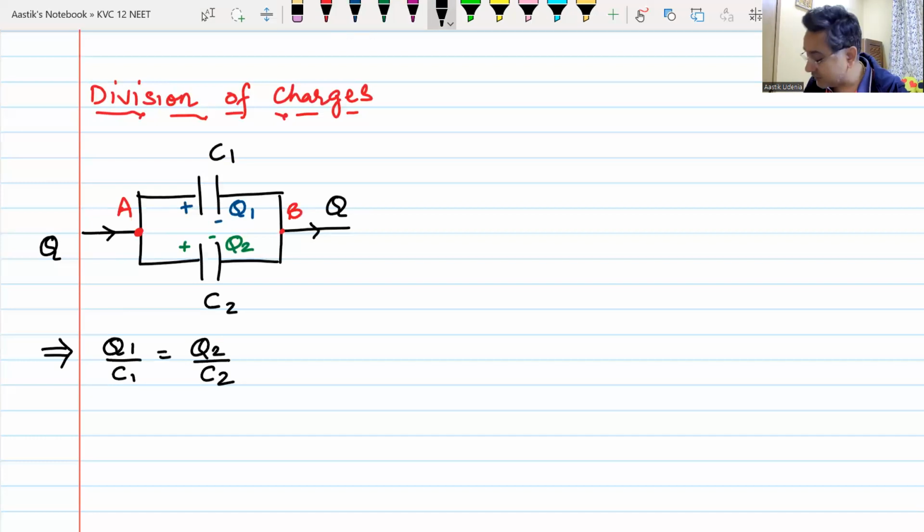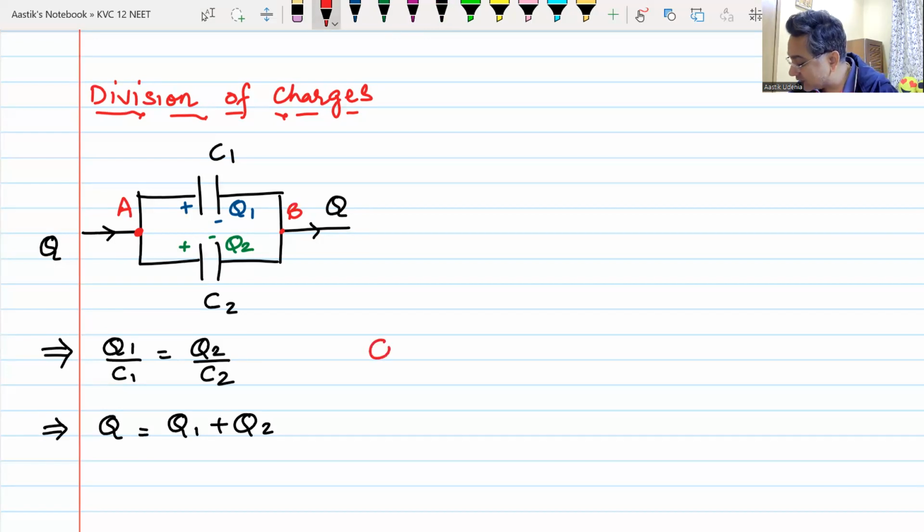Somewhat different than I1 R1, where R1 was in the numerator. Here C1 goes in the denominator. And the total charge Q will be equal to Q1 plus Q2. Now, if I solve both these equations, this is the answer I am going to get. Q1 will be equal to Q into C1 upon C1 plus C2.